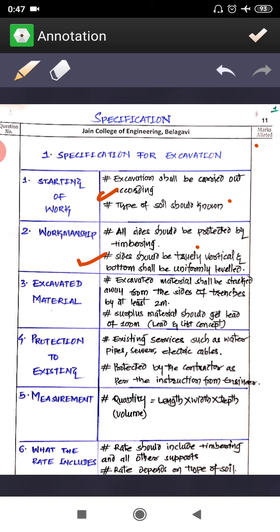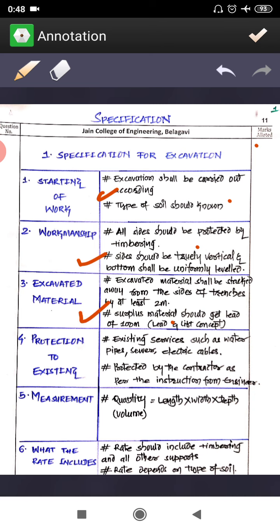Now the second sequence is workmanship. Here you are supposed to write about the way you are going to execute it, how the laborers are going to work there, or how best you can do that work. Now see, all sides you have to protect with timber. Then the sides should be truly vertical and the bottom should be uniformly level. That means you have to put your best effort into protecting the sides as well as the bottom, right?